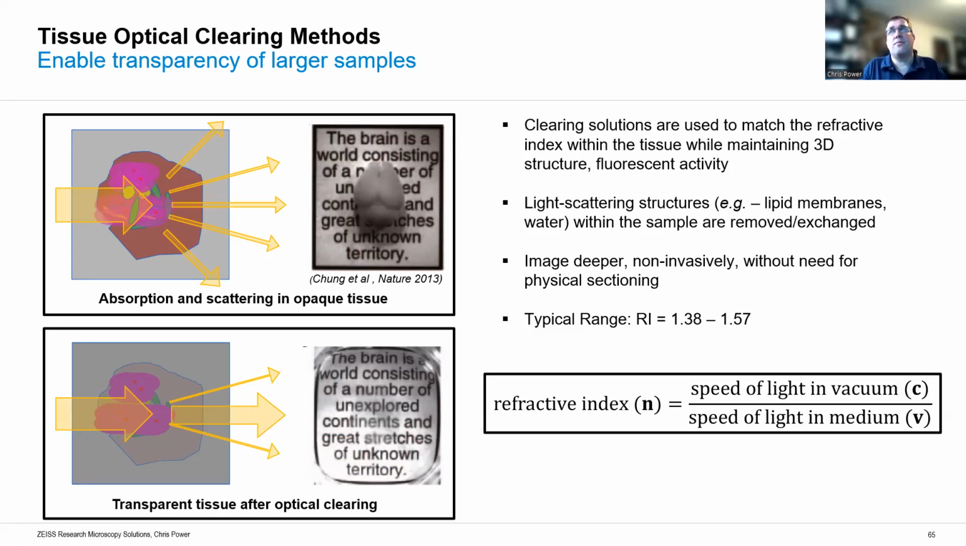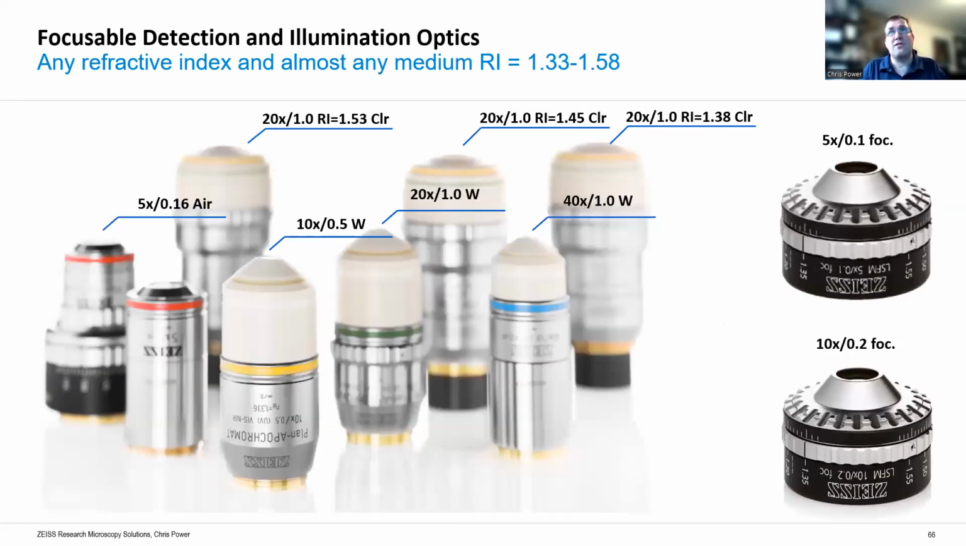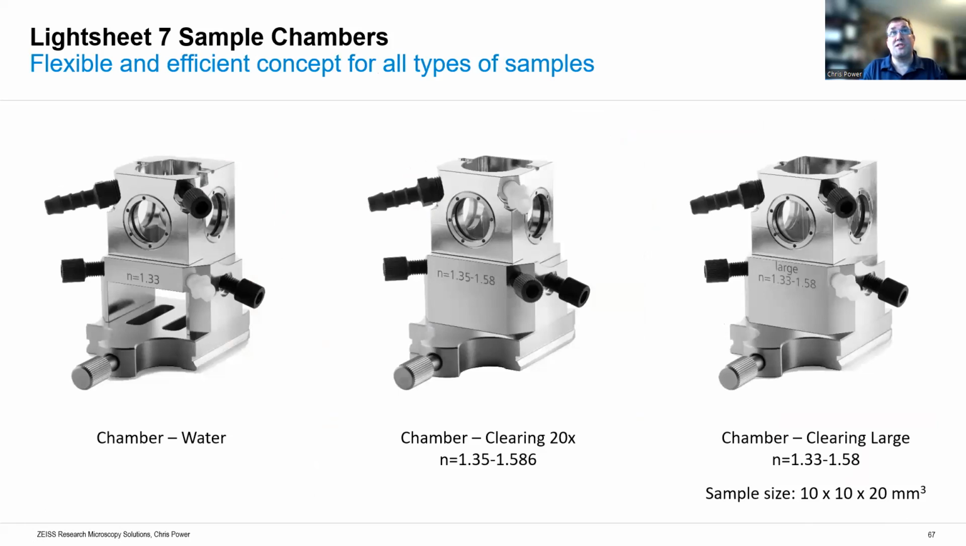Now, there are a bunch of different clearing methods, all of which have slightly different refractive indices. In order to deal with that, we have a range of lenses and a range of chambers designed for these different refractive indices. The short reason why is, if you increase your refractive index, you focus sooner, and therefore you need the cover slip to be a bit closer to the sample. So generally, as we go up in refractive index, the cover slips move in slightly.